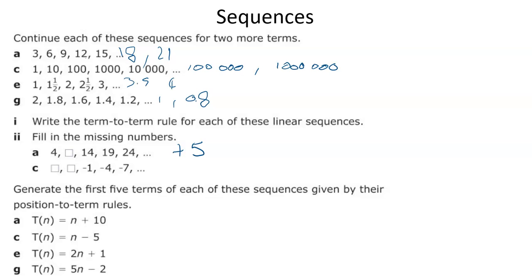And so now we can work this one out. 4 add 5 gives us 9. And that seems to fit, 4, 9, 4, 9, 4. Seems to be sensible as to what's going on.